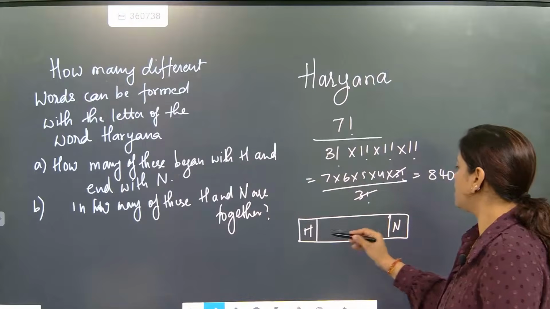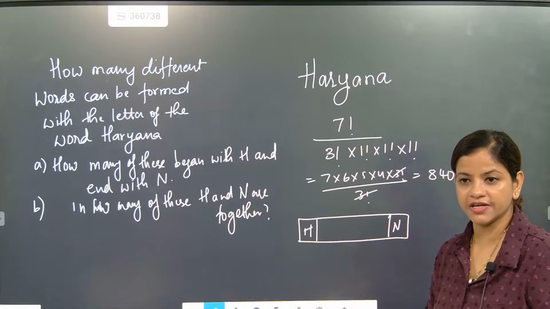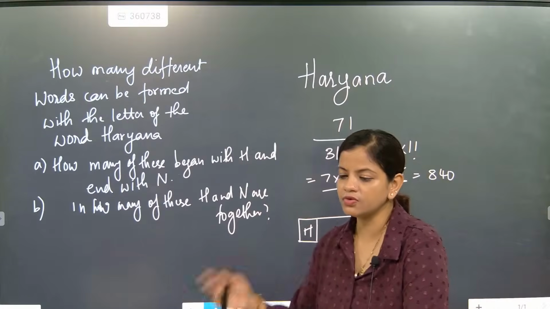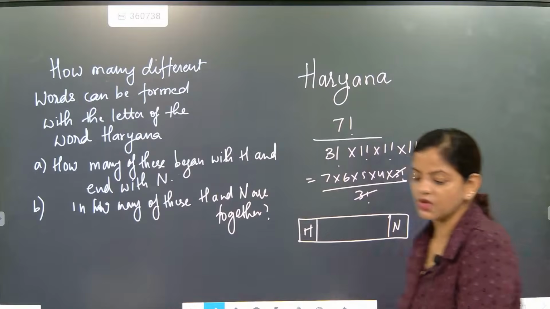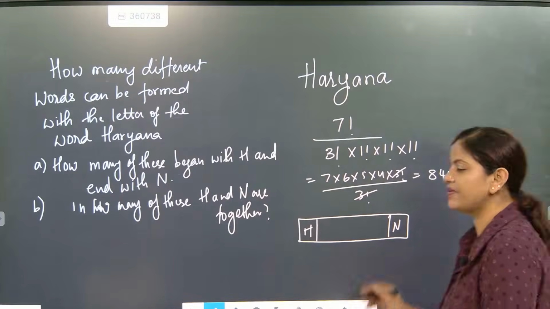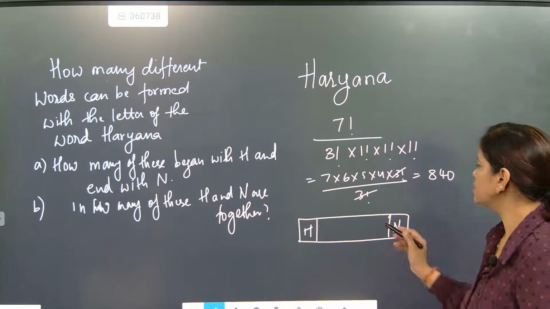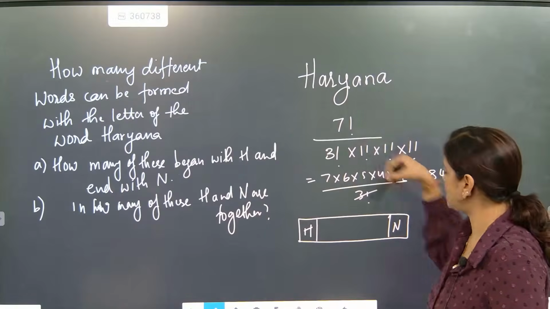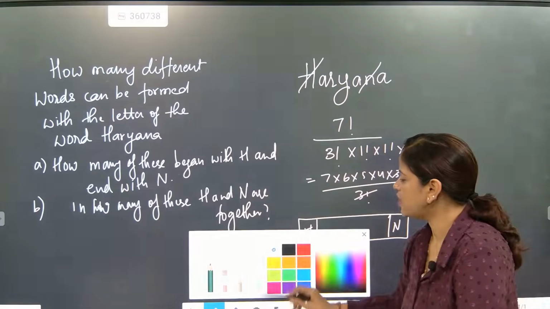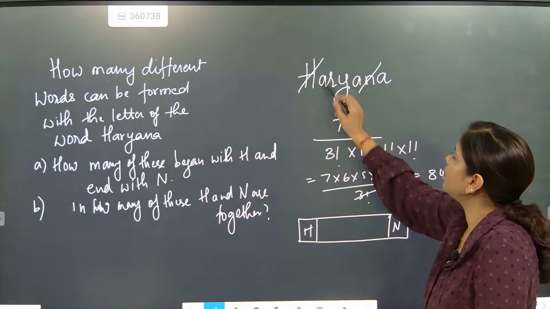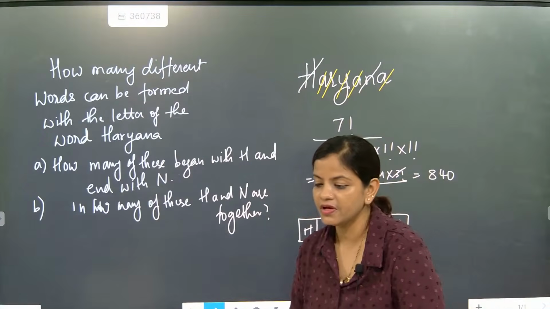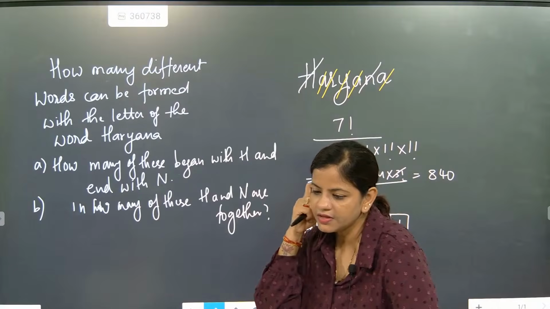How many places are there? Total 7. Out of that 7 places, 2 places you have fixed. So how many remaining are there? Remaining are only 5. So after removing H and N, how many are there? 1, 2, 3, 4, 5. So total left is 5. Yes, first one is 20.